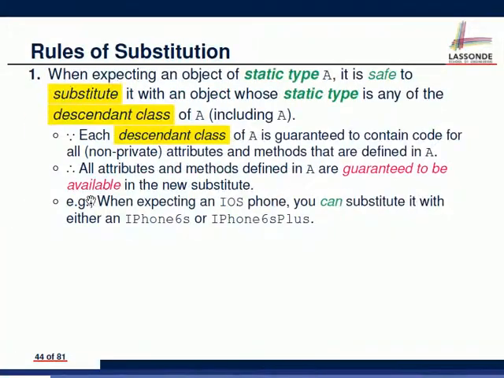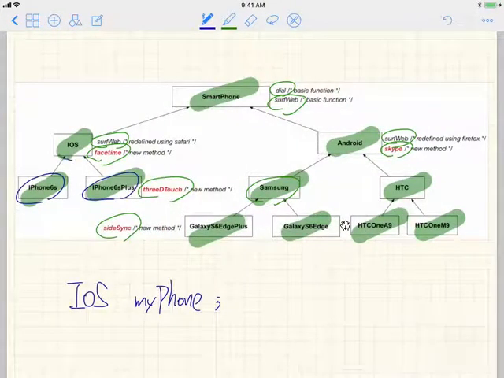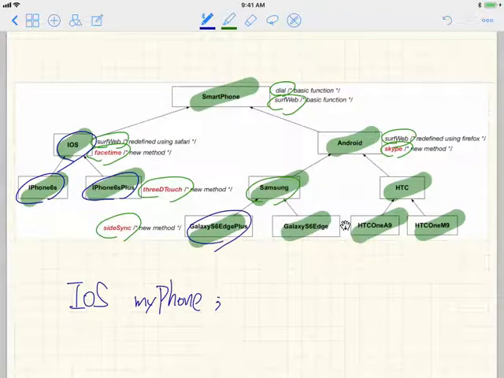In this case, you can only give me either iPhone 6s or iPhone 6s Plus, because these two classes are the descendant classes of iOS. So that's a rule. You cannot give me, for example, a Galaxy, even though it's good. It doesn't matter, because I'm expecting iOS. If you give me something that's not a descendant class of what I'm expecting, that's not good. It's not going to compile. Okay, that's the intuition.